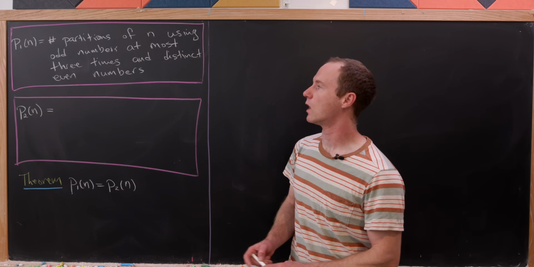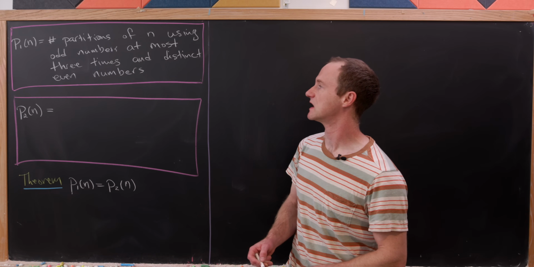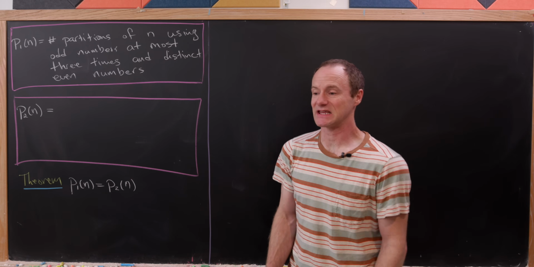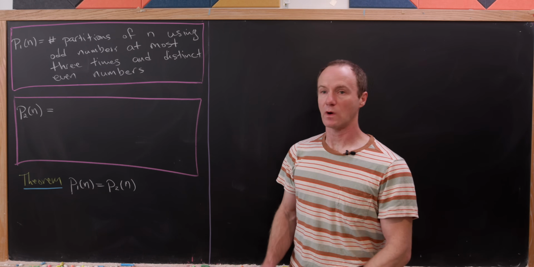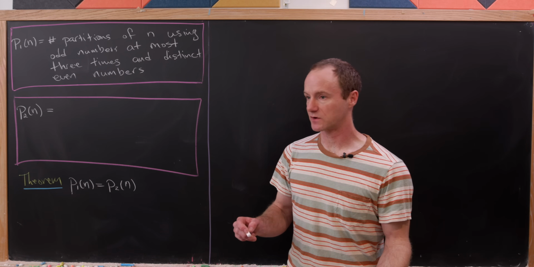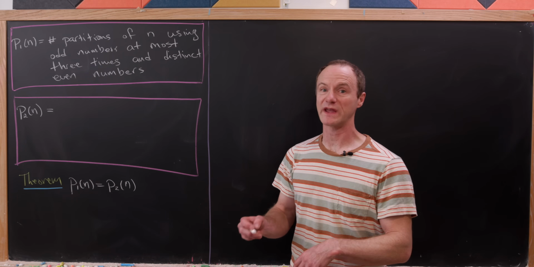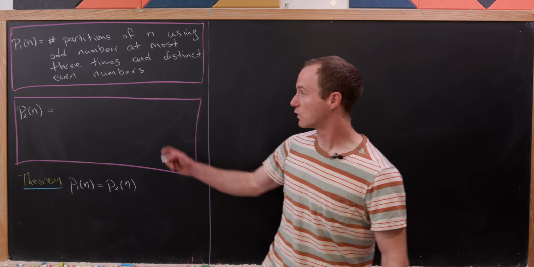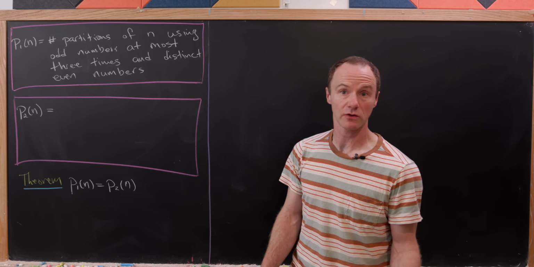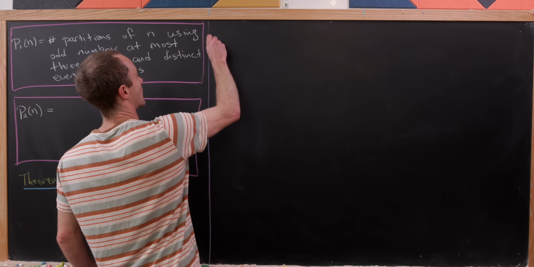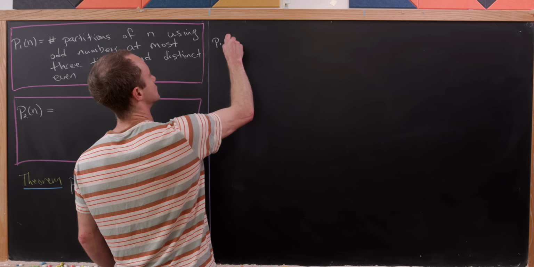Let's say P1 of n is the number of partitions of n using odd numbers at most 3 times and distinct even numbers. And what we'll do is write down the generating function for this and then manipulate it into a form where we can read off another condition, and we'll insert that condition right here. We don't know what it is just yet. So let's first of all write out this generating function, which isn't too hard.